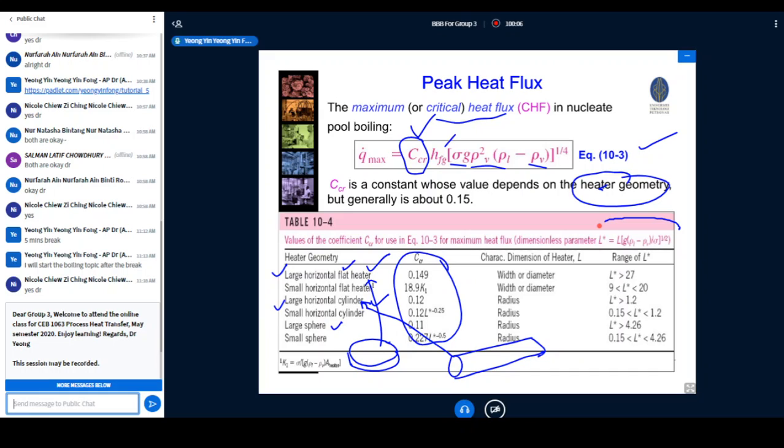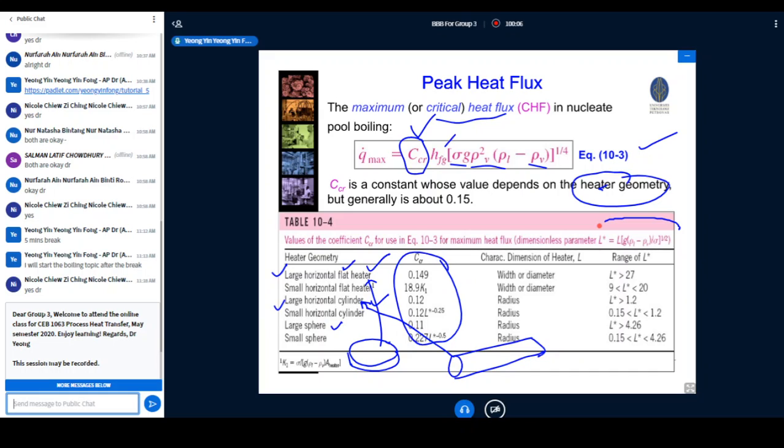You need to know the range, L asterisk. L asterisk is represented by this equation. So you will get the L value over here. If it is a flat heater, you will use the width or diameter. If it is a horizontal cylinder, you need to use the radius to substitute in this equation first. If you found out that this is the flat heater and the L asterisk is more than 27, then your CCR will be 0.149. This is how we get the CCR value.